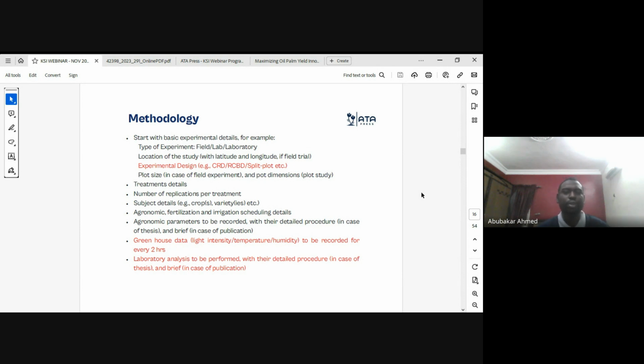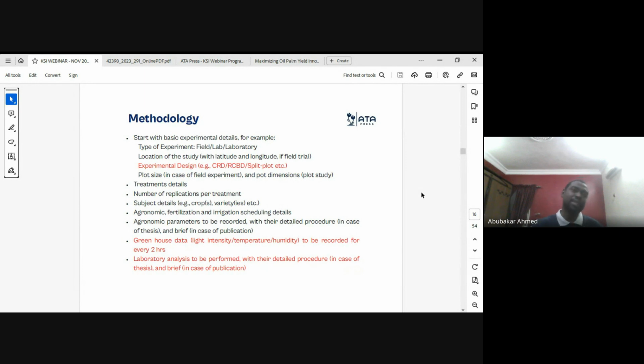Then also greenhouse data, for example, when you are using a greenhouse for your crop production, you need to take all these control variables that are used in the greenhouse, because in a greenhouse you need to monitor the intensity of sunlight, the temperature, and the humidity. You need to record all these things. Then laboratory analysis to be performed with a detailed procedure in the case of a thesis and brief in the case of a publication.